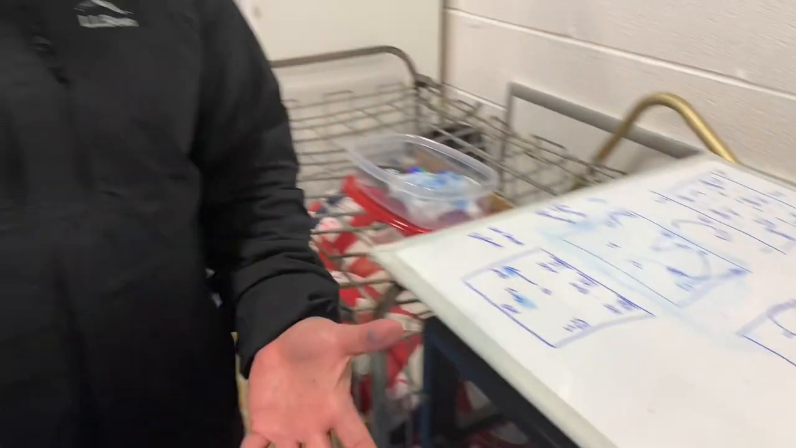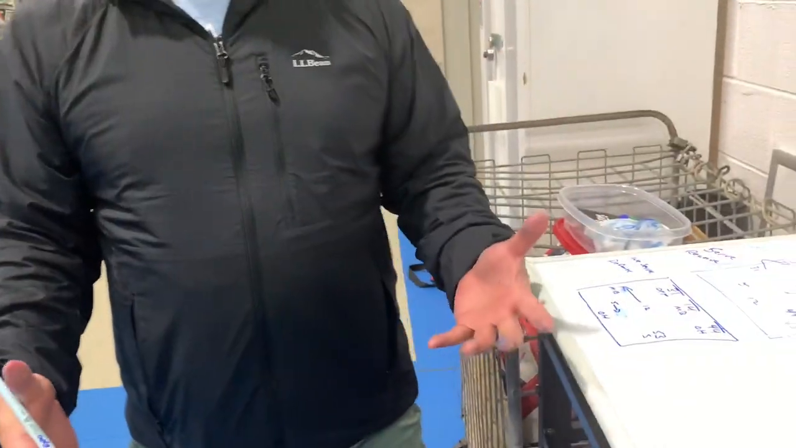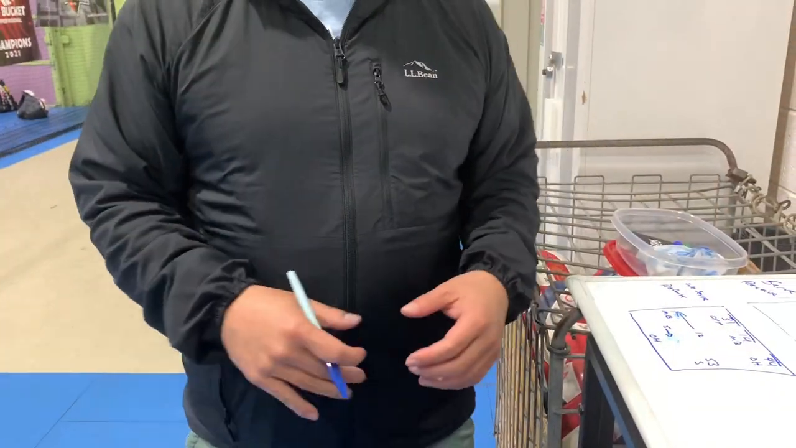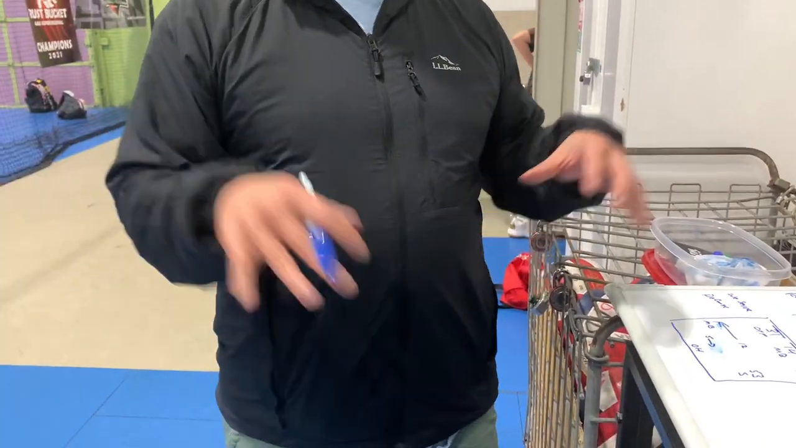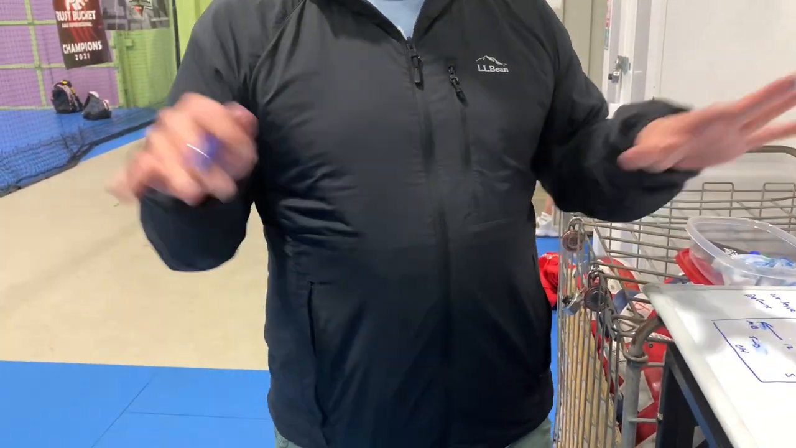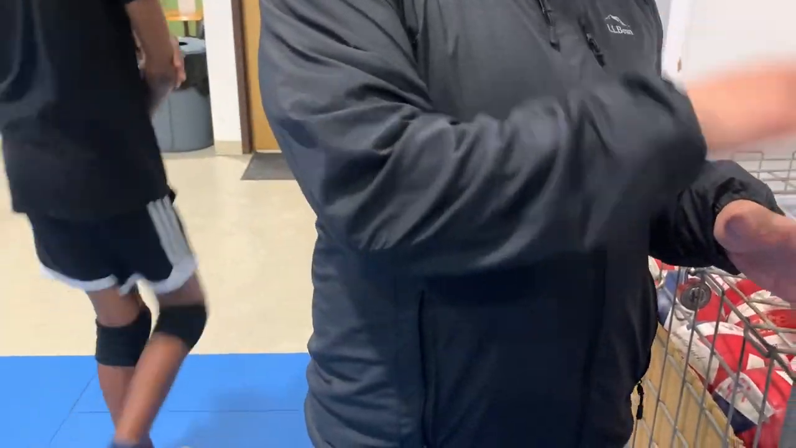The setter becomes like the quarterback, the point guard, setting up the offense. They're making sure everybody's in position. Are we in five out? Are we in double downs? Are we in whatever full set we're running? The setters are communicating.